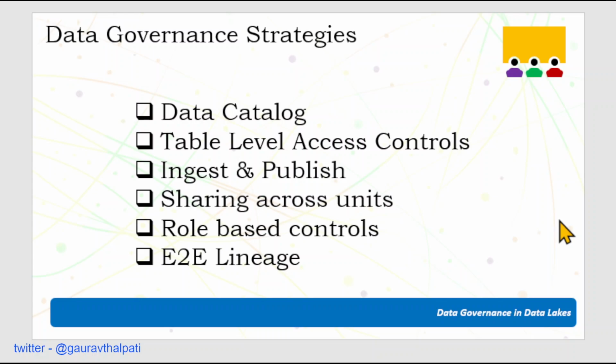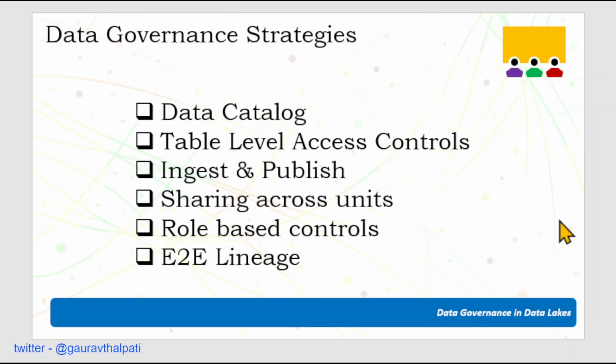Second, you can have table level access controls. If you have objects, let's say in storage like AWS S3, you can create tables on top of this and then have the access control at this table level, so that you don't have to do anything at the object level. So that's another strategy, and we'll look at it when we go through the reference architecture.